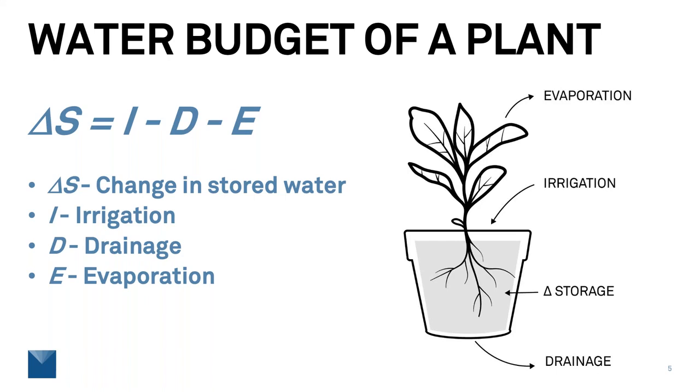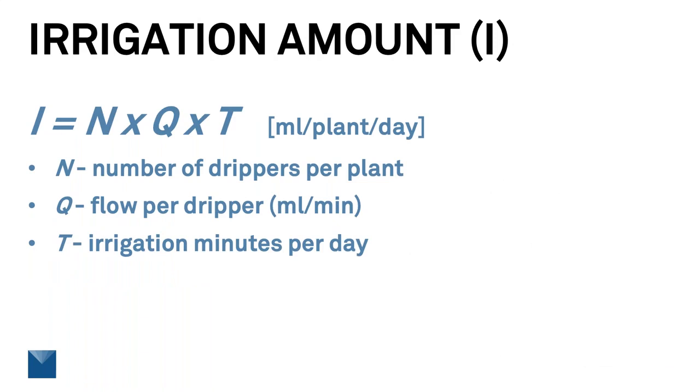A good context for the discussion of those quantities is the water budget or the water balance that I've shown in this slide. The water balance states that the change in water in the plant and the substrate, we've called it delta storage here, has to equal the irrigation amount, I, minus the evaporation amount, E, and the drainage amount, D. And we'll take a look at each of those terms in turn.